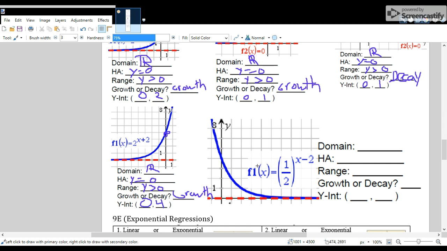And the last graph, domain, all real numbers. Horizontal asymptote, y equals 0. It's where it looks most horizontal. The range, you carry down the y and the 0. The graph is above the dashed line, so you put a greater than symbol. It's decreasing, so that's a decay. And the y-intercept is 0, 4.